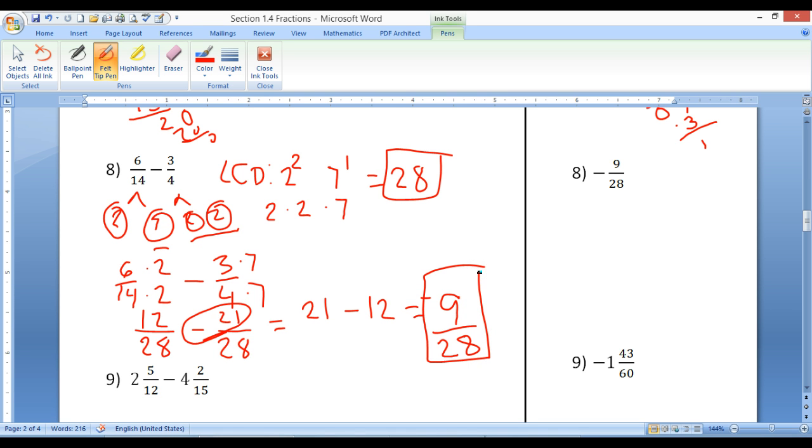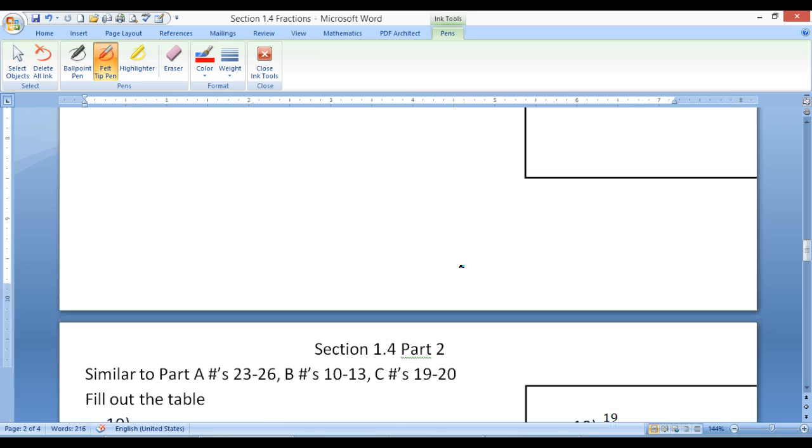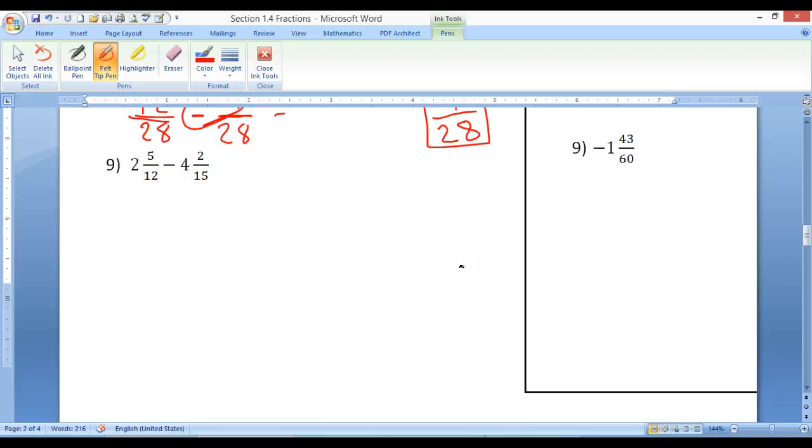Another way of thinking of that is that you had a positive $12, and you're subtracting 21, which means you're going to go into the hole because you don't have enough. And so that's one way of thinking about it, in money terms. Okay, let's move on to number 9, which I believe is our last example. Yep, because we'll go into part 2.